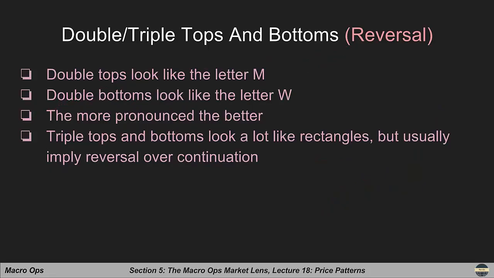So a lot of people like to say, hey, double tops look like an M for murder, and double bottoms look like a W for win. And the more pronounced, the better. With all these patterns, the more pronounced, the more clarity. Remember, we're looking for the absolute best clarity to execute on. So if you're on the fence about whether something's a double top or double bottom, just simply skip it. And triple tops look a lot like rectangles, but usually they imply reversal or continuation.